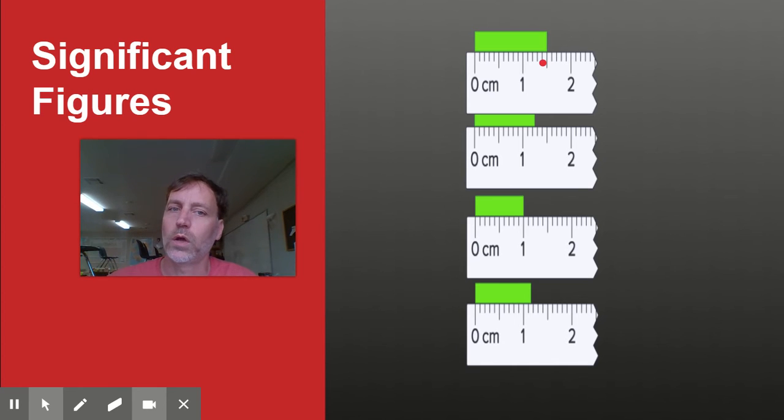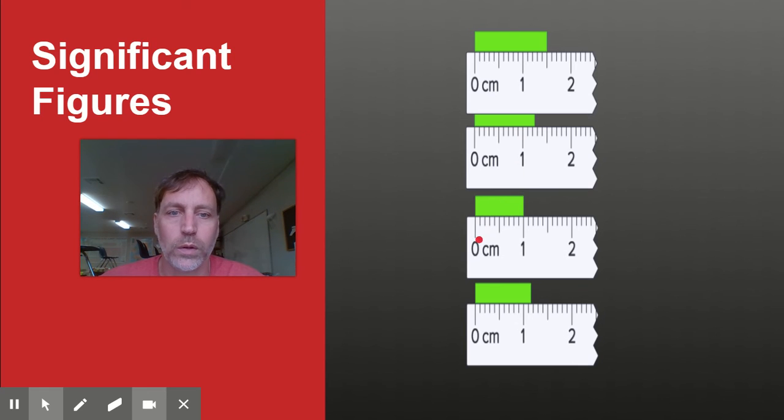Our last digit would be estimated. So the measurement of this one would be 1.50 centimeters. Here are the significant figures. We go to 1, then we have 1.1, 1.2, and we're somewhere in between 1.2 and 1.3. So we could potentially say this would be 1.25, 1.26. You see that we'd estimate, so that last digit would be estimated because we're not sure how far between 1.2 and 1.3 that is. So our last digit would be estimated.